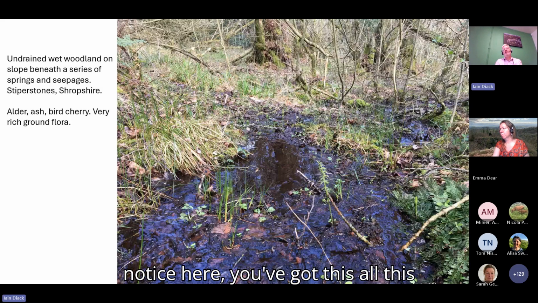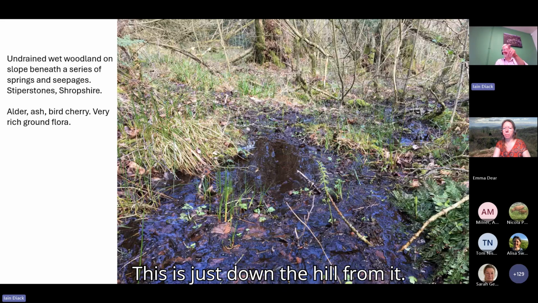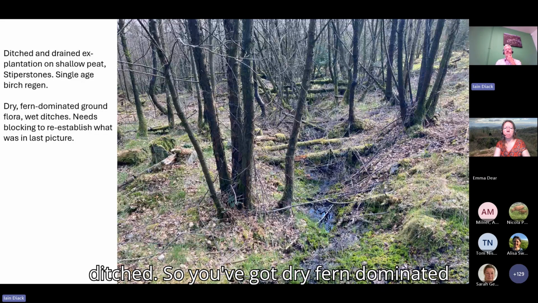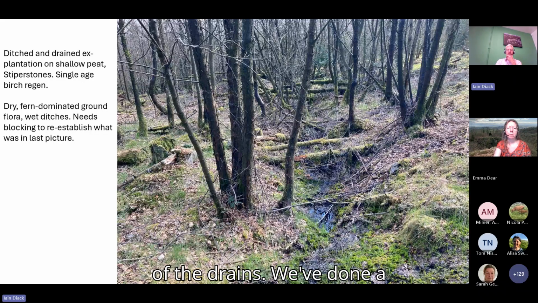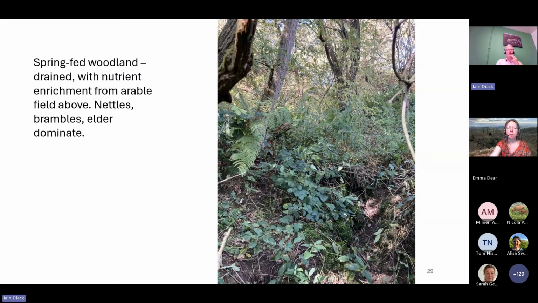If you notice here, you've got all this open water flowing down the slope. This is just down the hill from it. This is an explanation. It's ditched. It's exactly the same situation, but it's ditched. So you've got dry fern-dominated vegetation, a bit of sphagnum in the bottom of the drains. We've done a bit of blocking here, and it's incredibly effective, but there's a lot more that needs to be done. But this demonstrates the change that you get from a bit of drainage.